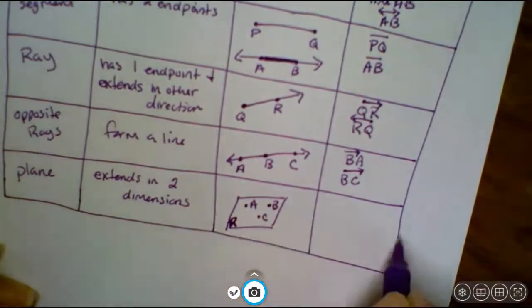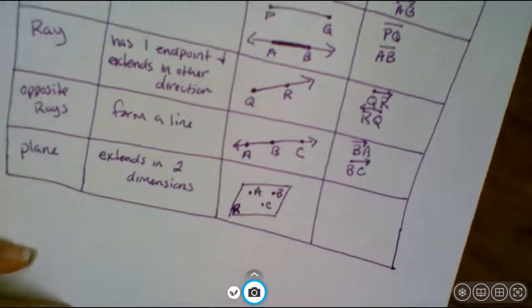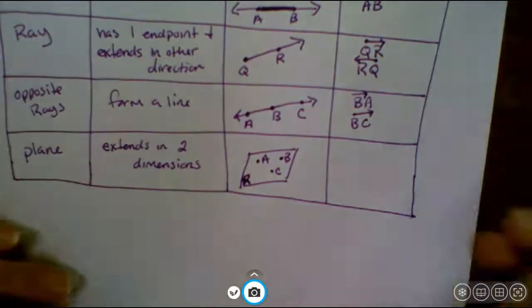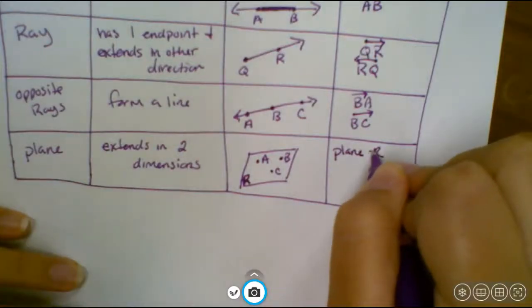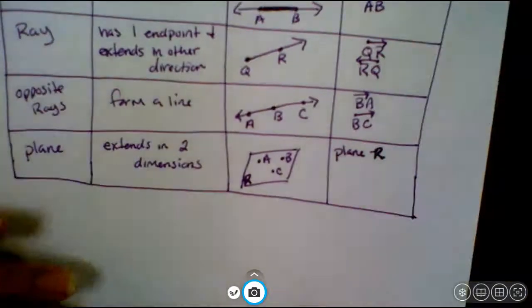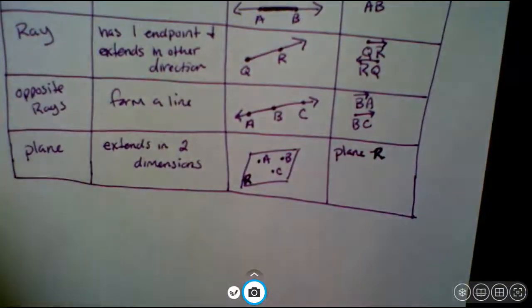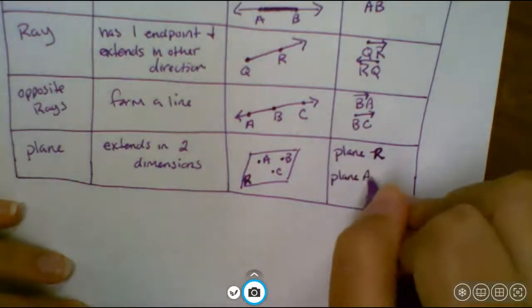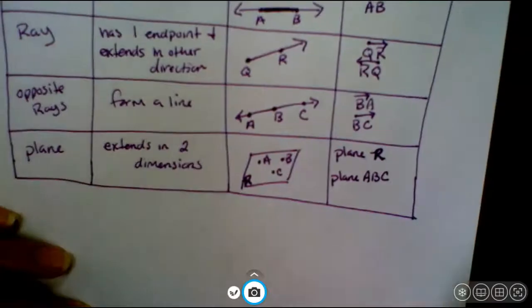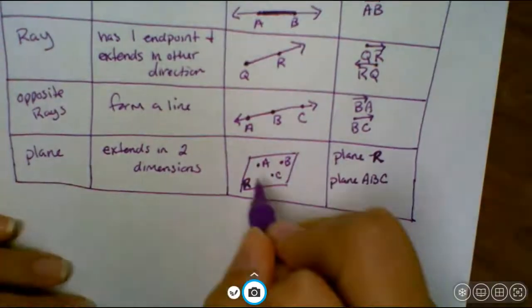And this is where people a lot of times get mixed up and they forget how to name planes. So to name a plane, the easy way is to write plane and put the big capital cursive fancy letter that's in the corner. The other way to name a plane, which is what people forget about, is to write the word plane and then put 3 points that do not lie on the same line. They cannot lie on the same line.